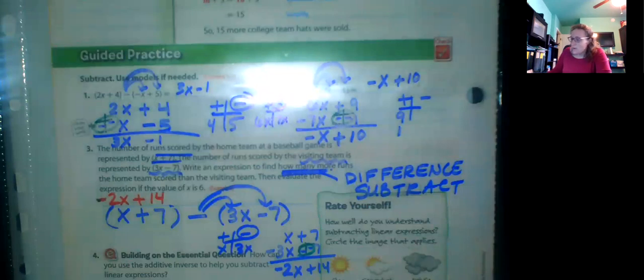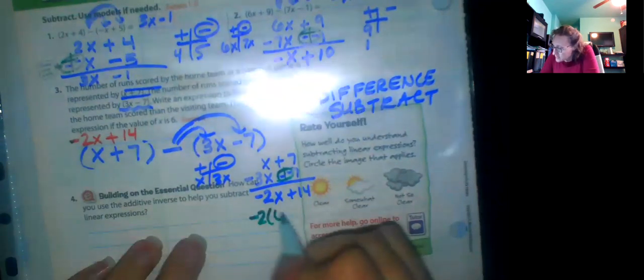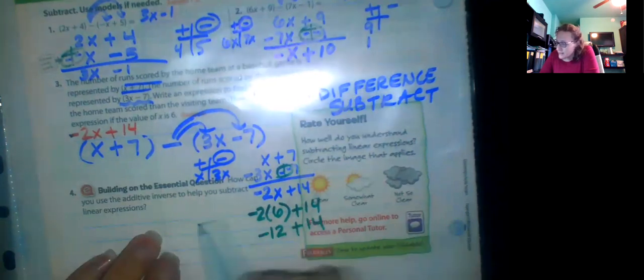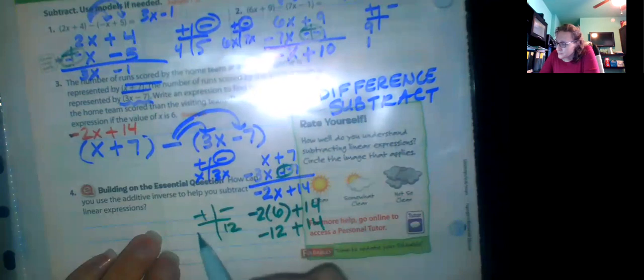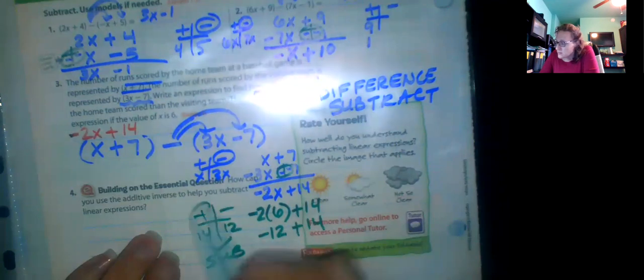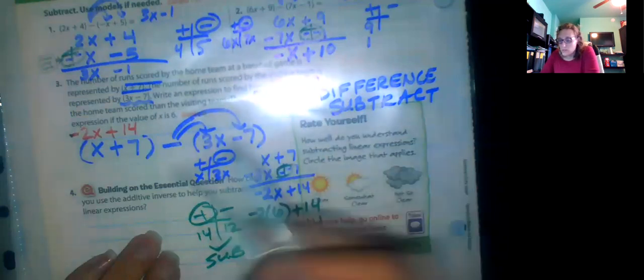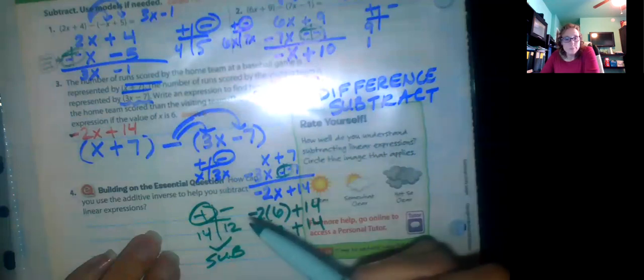All right, but then it says, well, what if x was 6? So what if x was 6? So let's figure that out. So -2 times 6 plus 14. So -2 times 6, that's -12 plus 14. If I need a t-chart, subtract, and I get 2. So how many more games did the home team win? 2. Okay, so this is 2.